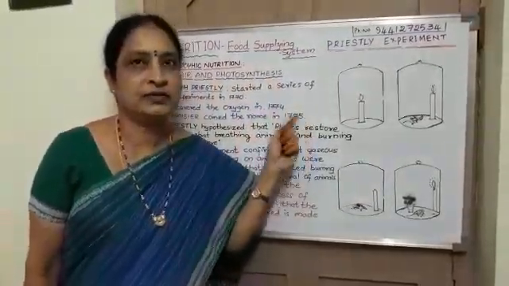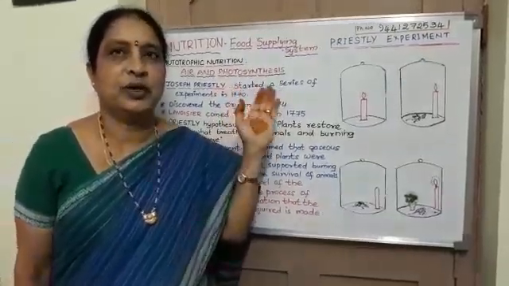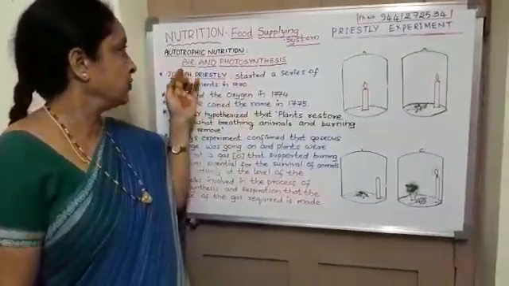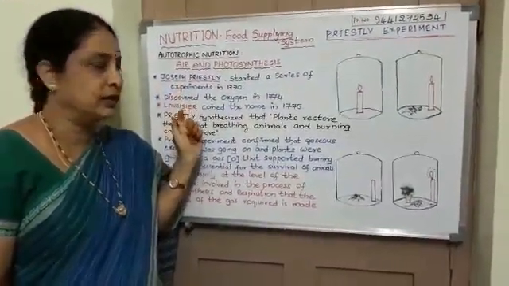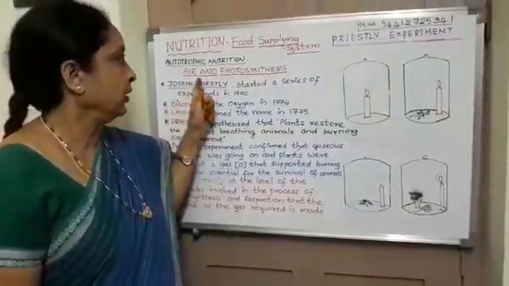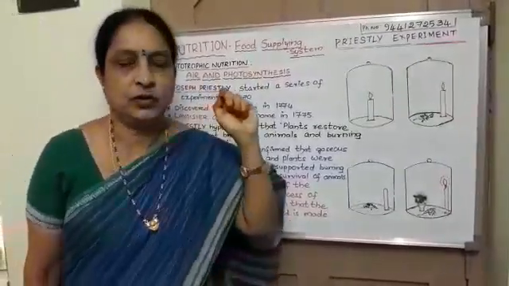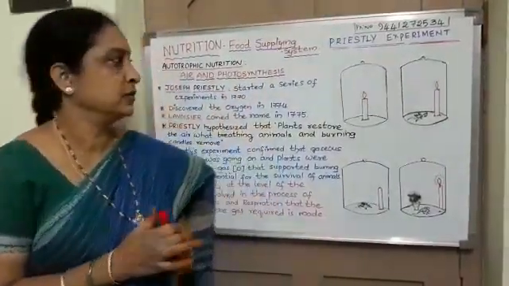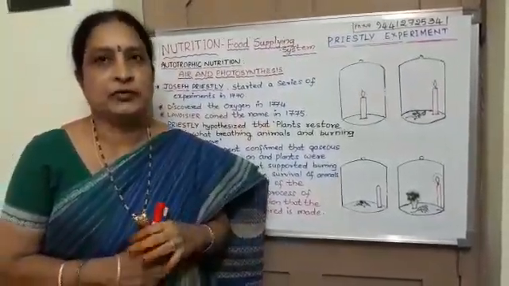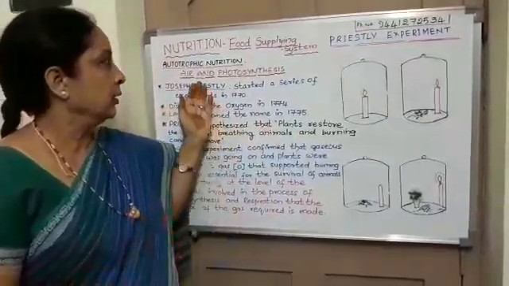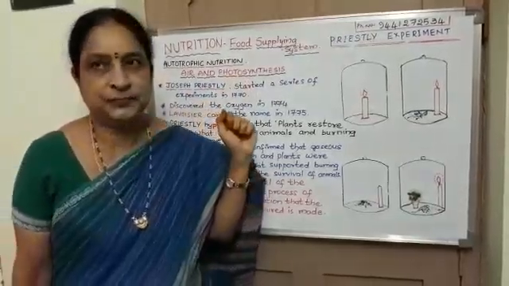As we know from the earlier classes, photosynthesis needs four major factors. They are: first one is air, second one is water, third one is sunlight, and chlorophyll. Today we will discuss air and photosynthesis. Our topic is air and photosynthesis. And today we will discuss a very wonderful experiment to know the role of air in photosynthesis.